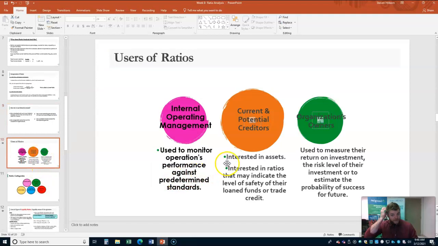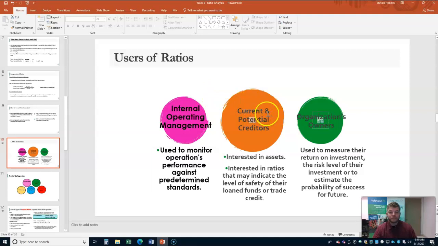So a couple things you want to say is who will be using these ratios and who can be expected to know them. So first of all, your internal operating management. So these are yourselves potentially. So we want to use these different ratios to monitor our performance. Ratios are just a really great measurement tool to see if you are doing well.